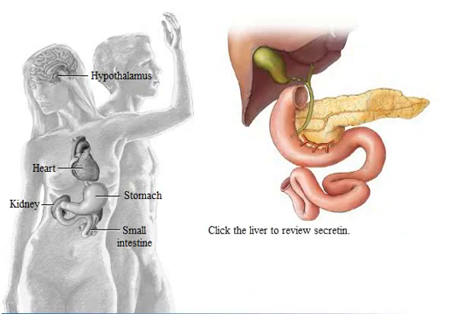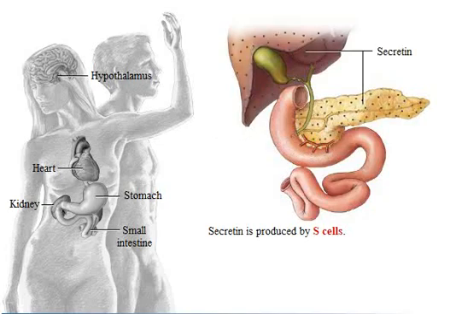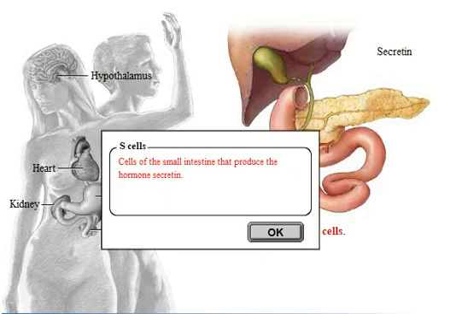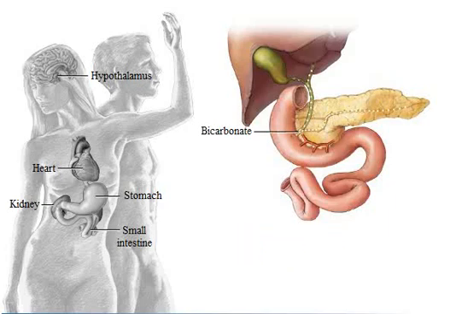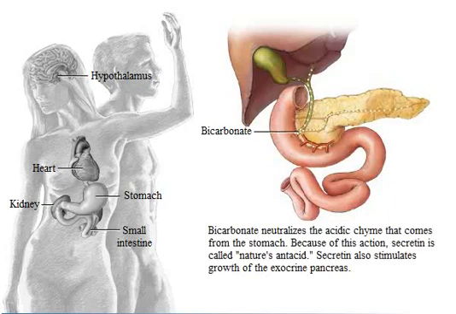Click the liver to review secretin. Secretin is produced by S cells. It causes both the liver and the exocrine pancreas to produce bicarbonate that moves into the small intestine. Bicarbonate neutralizes the acidic chyme that comes from the stomach. Because of this action, secretin is called nature's antacid. Secretin also stimulates growth of the exocrine pancreas.